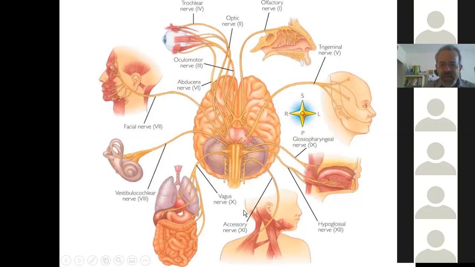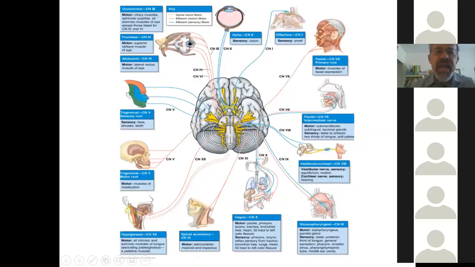Cranial nerve 11, as you can see, controls muscles such as the sternocleidomastoid muscle. And cranial nerve 10, as you can see, controls respiratory, digestive, and cardiovascular function. This is actually an overview of it.